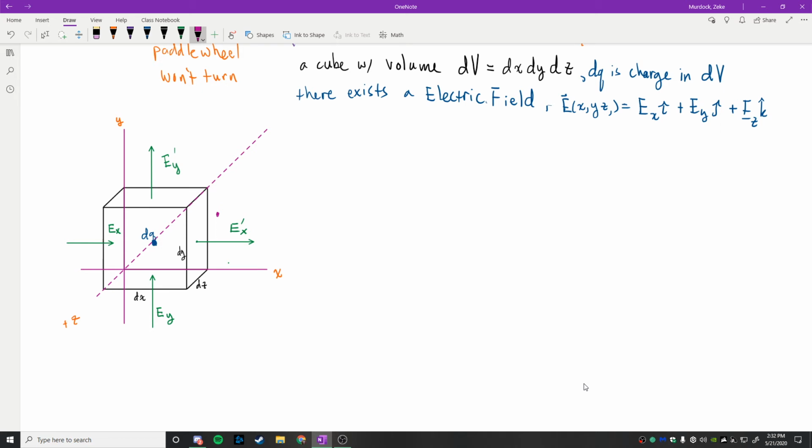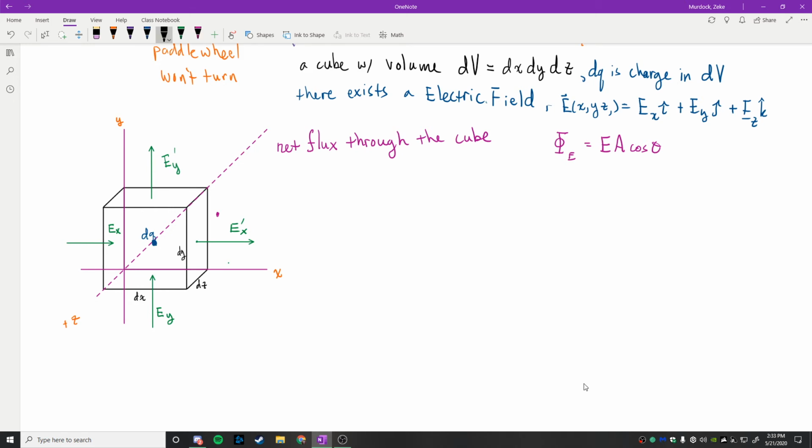The next thing we're going to do is find the flux, or specifically the net flux, through the cube. We know that flux is basically defined like this: electric flux is equal to the value of the electric field multiplied by the area, and then you also multiply by the cosine of some angle between the two vectors.